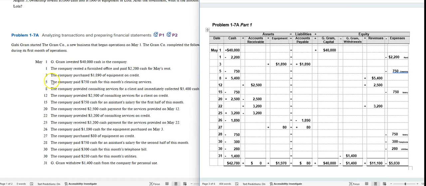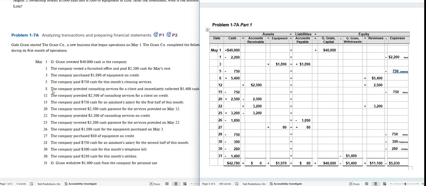On May 5th, the company paid $750 in cash for the month's cleaning services. How is this affecting the company financially? Well, the company's cash is going to decrease because they paid an expense. A cleaning service is a cost of operating. Cash needs to be decreased and expenses need to be increased. They have more expenses. So cash will go down and our expenses will go up. Again, we are increasing the expenses. The more the expenses go up, the more they cause overall equity to go down.